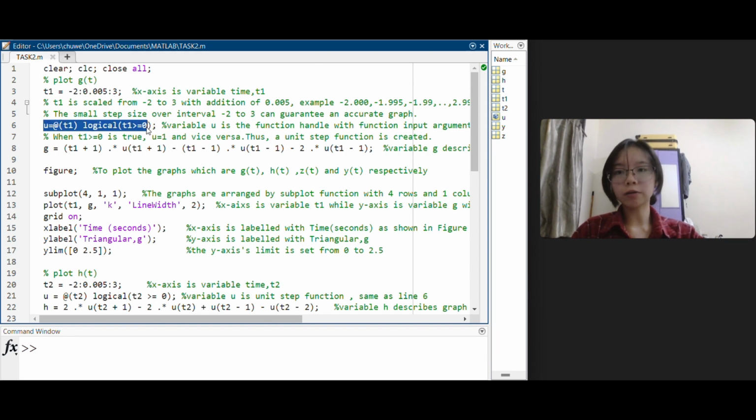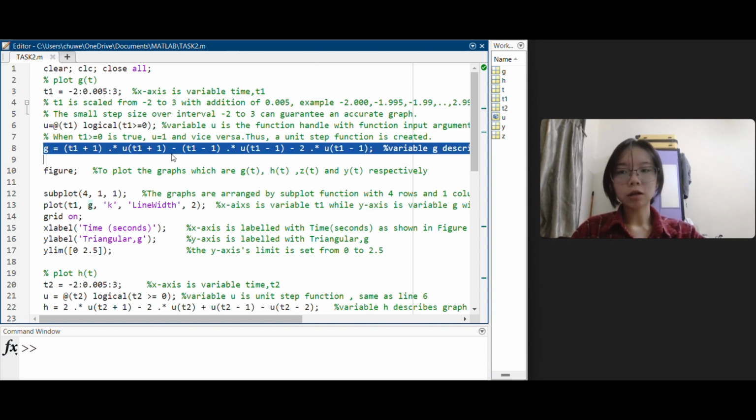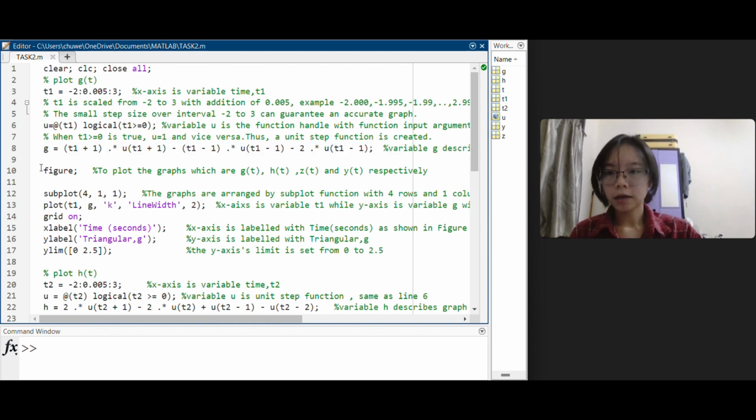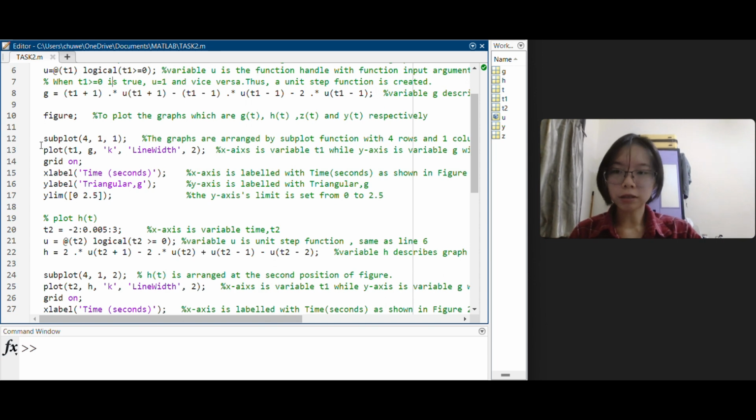Next, we need to define the unit step function for G. This unit step function uses an anonymous function and a logical function. So when t1 is larger than or equal to 0, u is equal to 1, and vice versa. Next, we can just copy down the G that we converted at the first part, and then we can plot G. We use the subplot function because there are a total of 4 graphs, so 4 rows, 1 column, and it is placed first, and we will plot all the graphs in one figure.